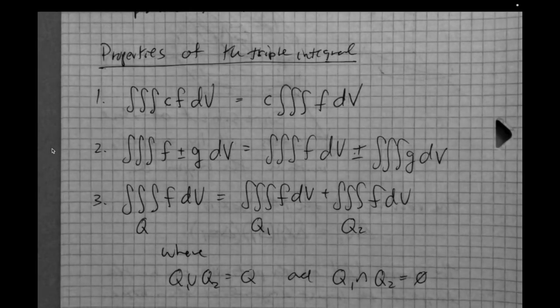Okay, so Q1 and Q2 you can think of as a partition of Q. You can break Q into 2 pieces, and this could be extended to 3 or 4, or however many pieces actually. So those are properties we saw of the double integral. They hold as well for the triple integral. And that's kind of the starting point, right?